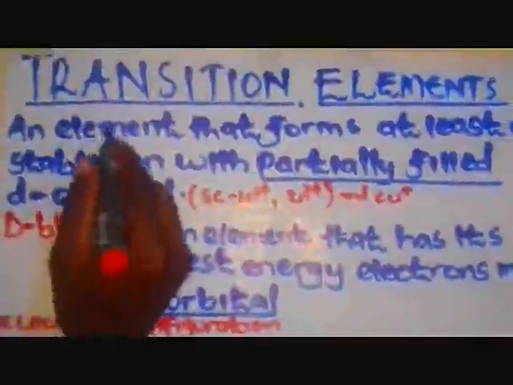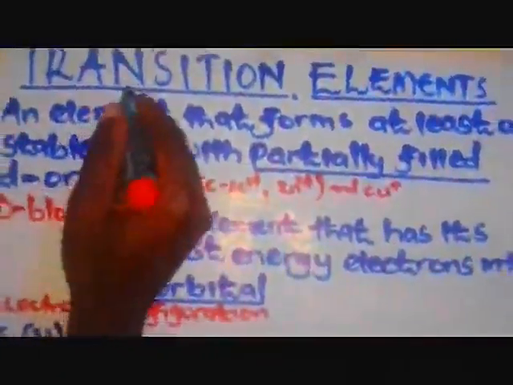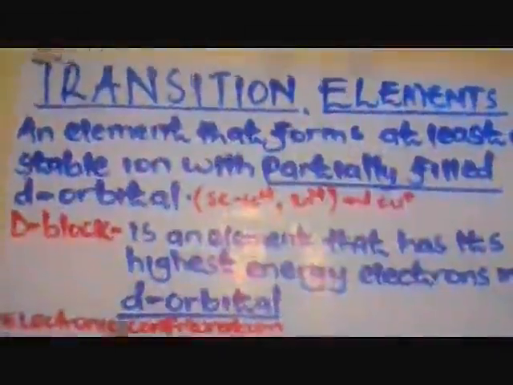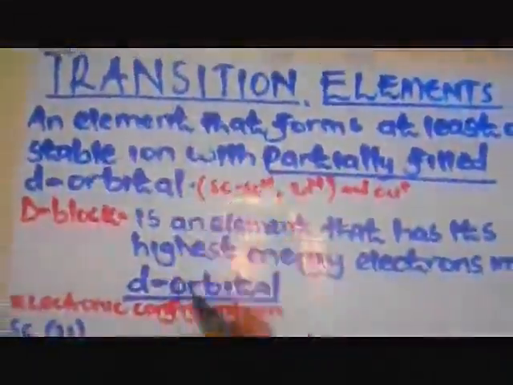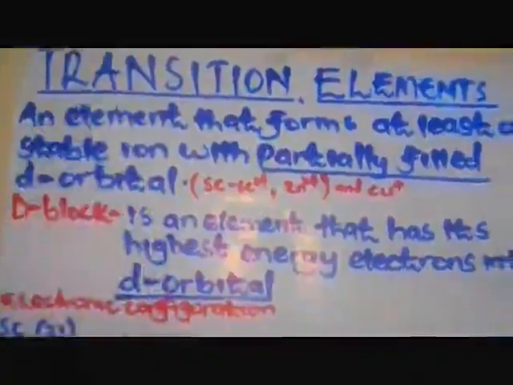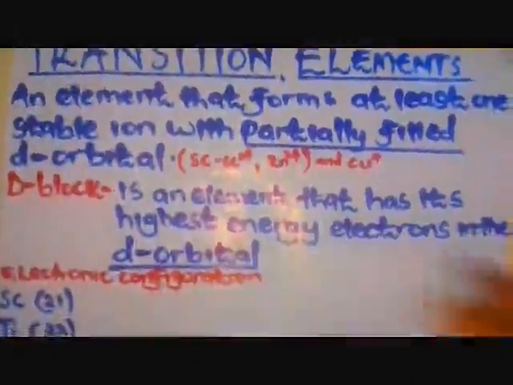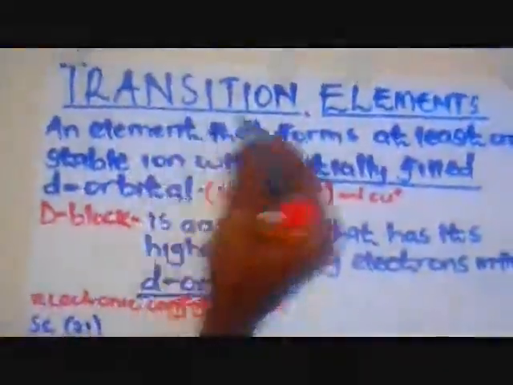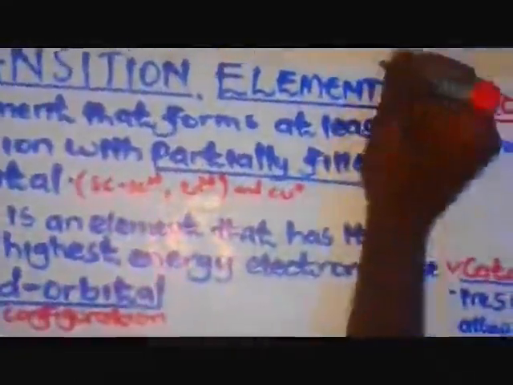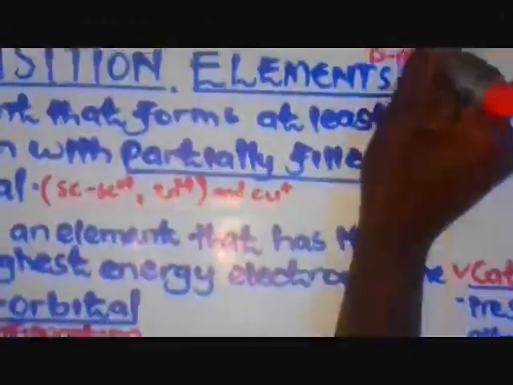Now members, we are still in chemistry, and we are going to look at our periodic table. You have properly looked at the S block, then the P block. Our idea today is to look at what we call the transitional elements. These transitional elements fall under what we call the D block.